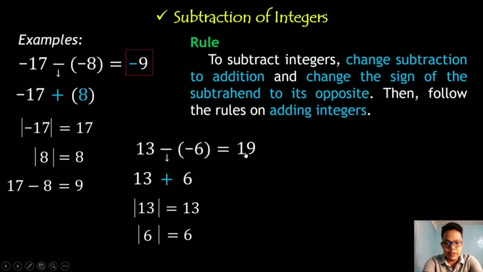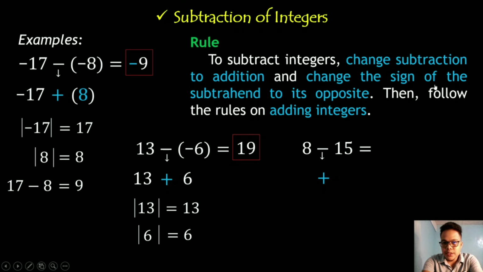So we write 19. And we copy the common sign. Since yung common sign ng 13 at 6 is positive, kaya yung sagot natin is positive 19. Therefore, 13 minus negative 6 is equal to positive 19. Para mas maintindihan pa natin yung subtraction of integers, let us consider another example. So if we are to subtract the integers 8 and 15, ang una muna natin gagawin is to change subtraction operation to addition. So from subtraction, magiging addition na yung operation.